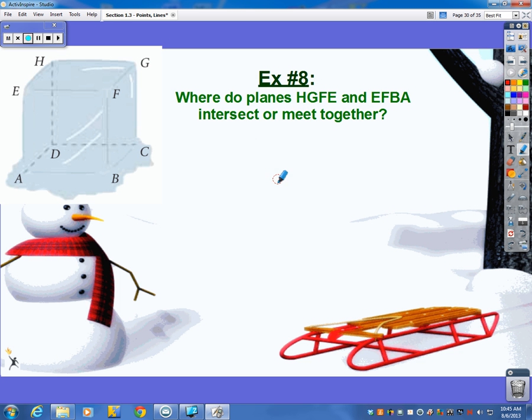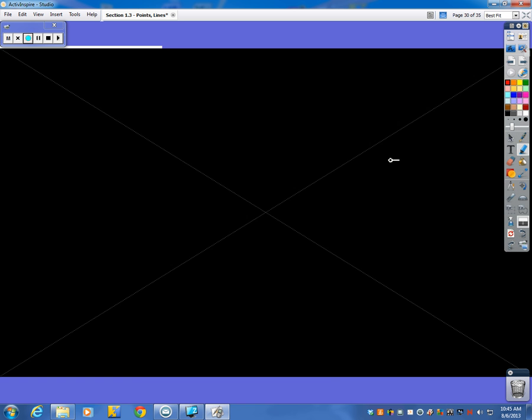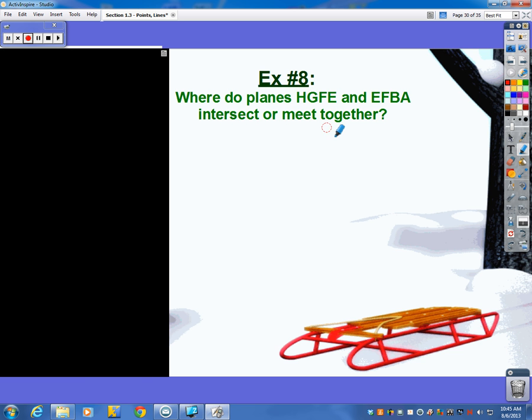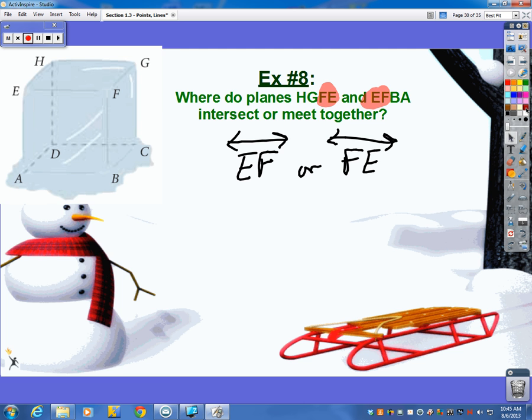Let's try the same thing here. Okay, again, let's pretend we don't see that picture. So what do these 2 planes have in common? Well, they both have E's and F's. So where do they meet? Line EF, or you just have to give me one here, but both of these would work. FE. So again, what are we talking about here really?